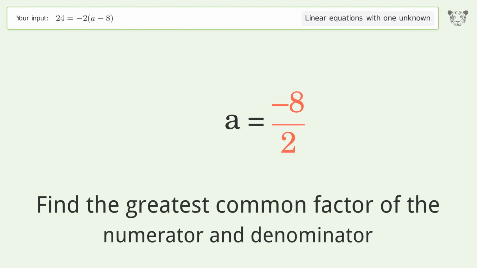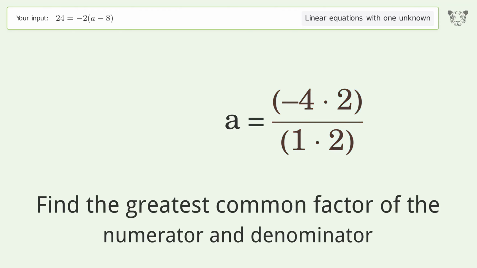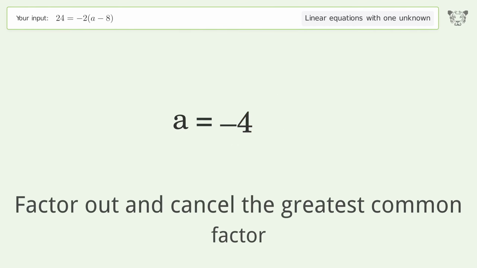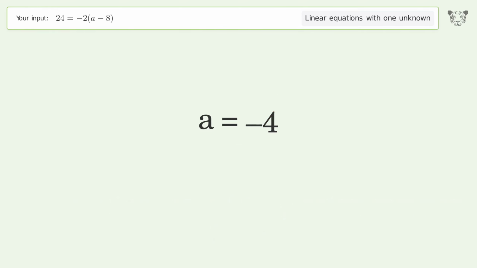Find the greatest common factor of the numerator and denominator. Factor out and cancel the greatest common factor. And so the final result is a equals -4.